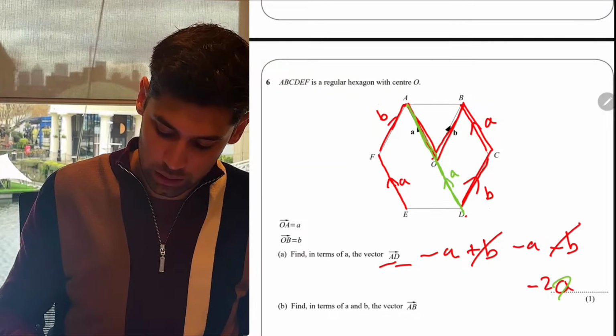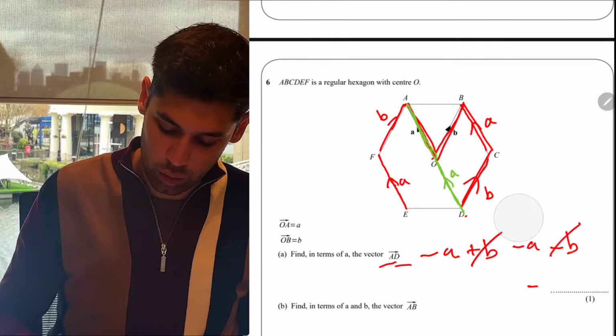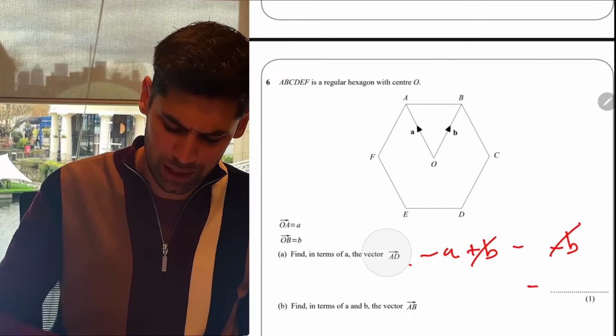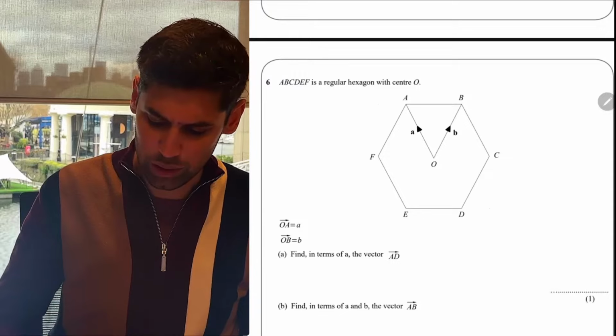So let me eliminate all of these. Eliminate? Erase. Let's use that word. It's a nicer word.